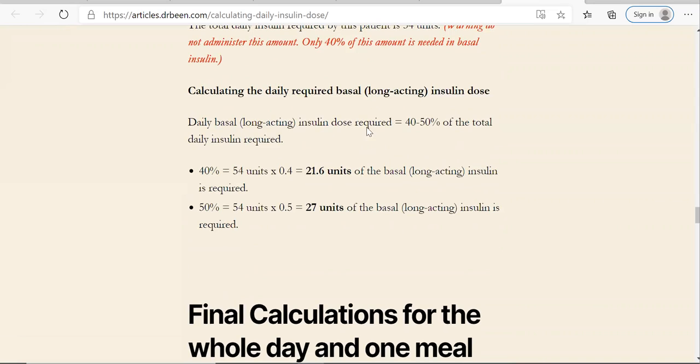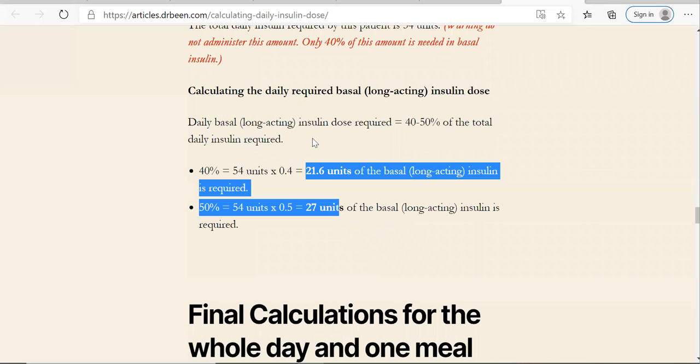Clear? Now, if you want to find out the basal insulin dose, as you understand, 40 to 50% of this total insulin is your basal insulin requirement. So what is 40% of the total units? Or 50% of it? In between these two values is the basal insulin requirement for this particular patient. Okay, so this is how we find out the basal insulin requirement for a patient.